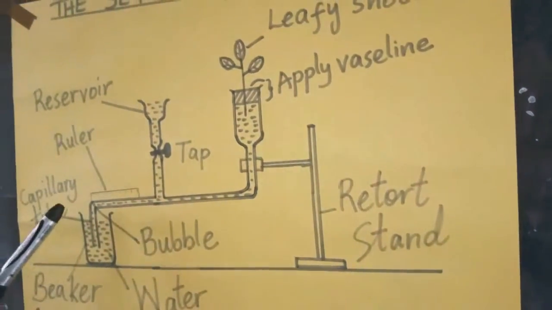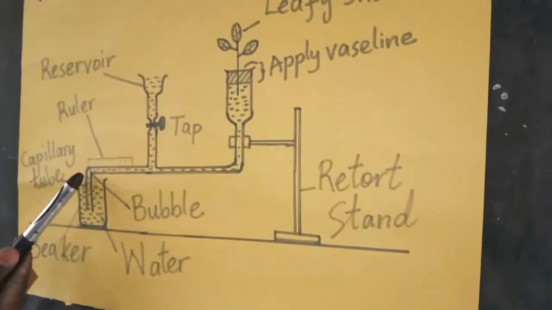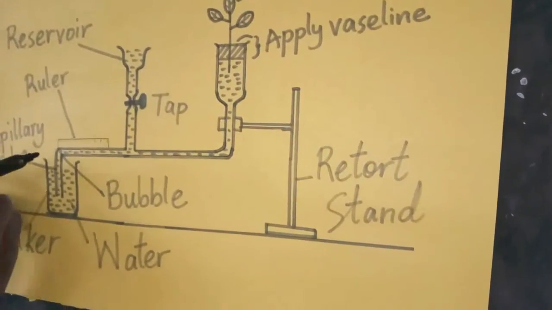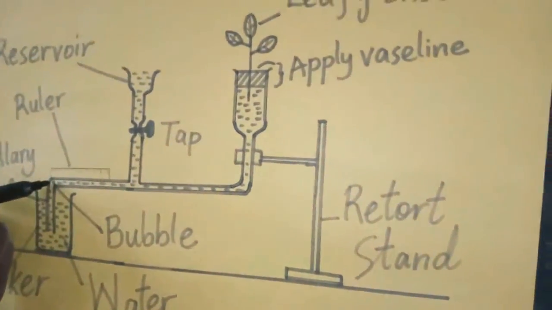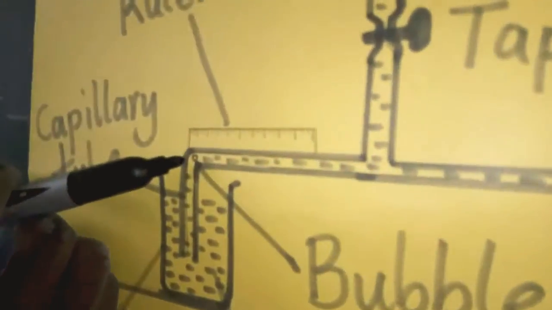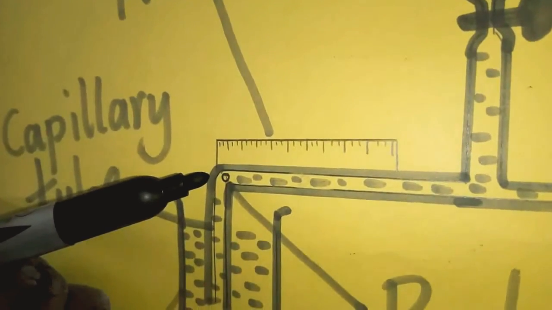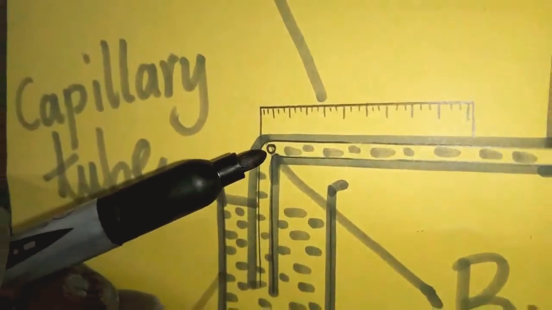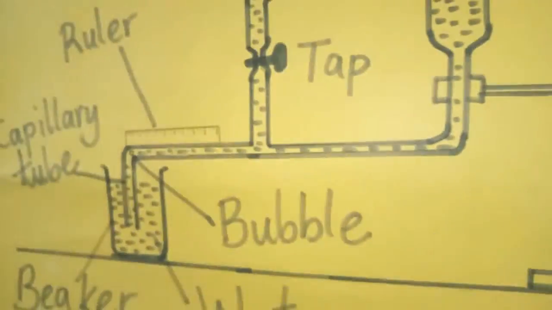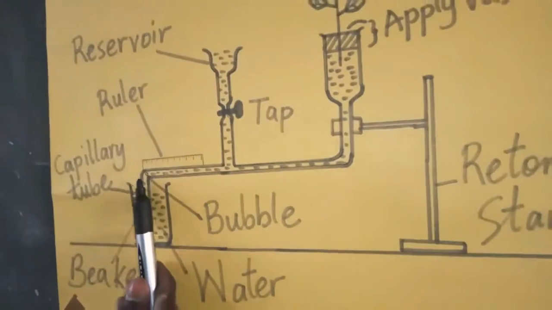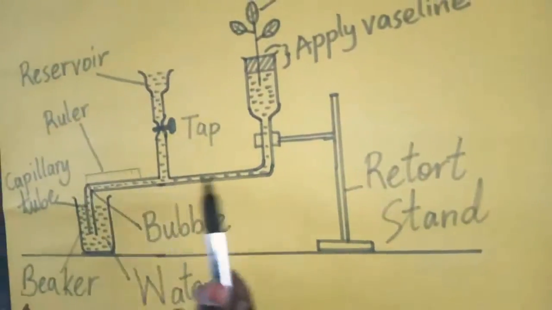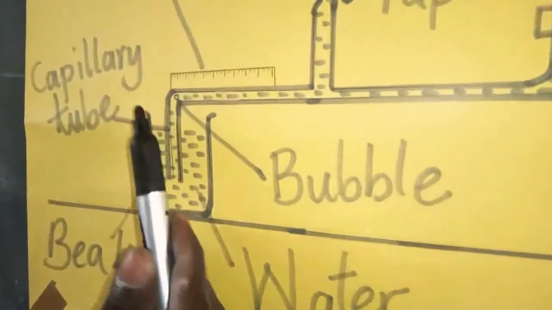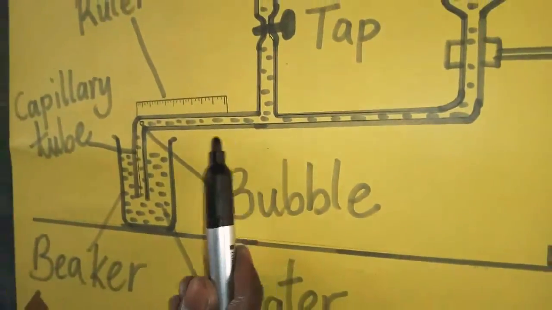We also have a bubble here. I think you are able to see a small bubble here. It is so small. Let me try to point at it. There is a small bubble inside the capillary tube, and the function of this bubble is to enable us to know how much water has been absorbed by the plant, or how much water has been eliminated out of the plant, because this bubble will tend to move towards the upper part.